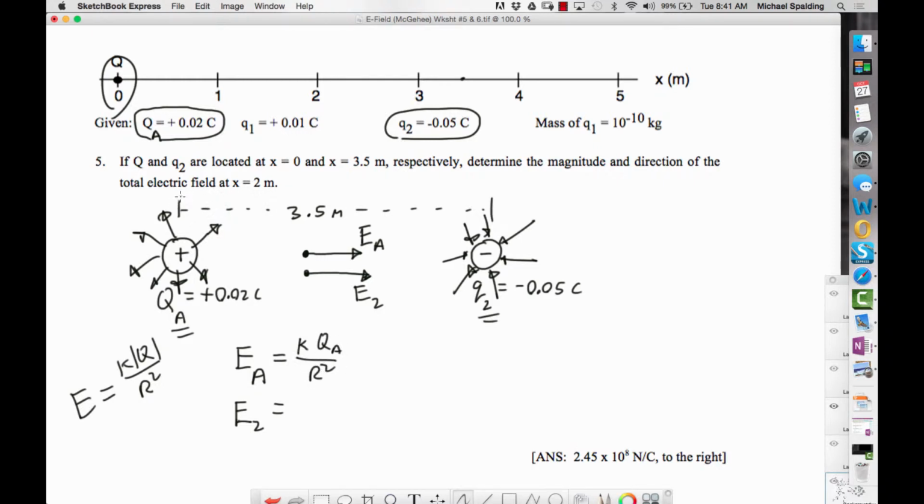Oh, and the R from here, so let's redo our distances. So the total distance is 3.5, but what's the distance here?